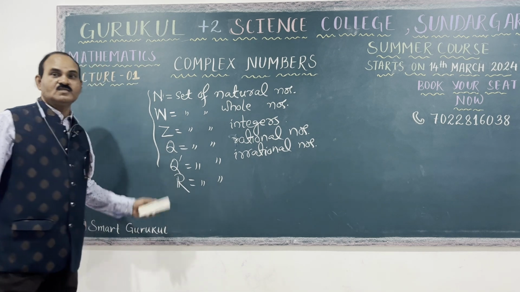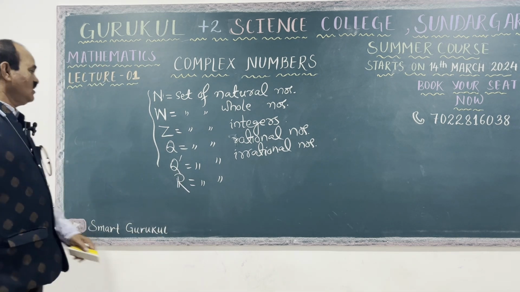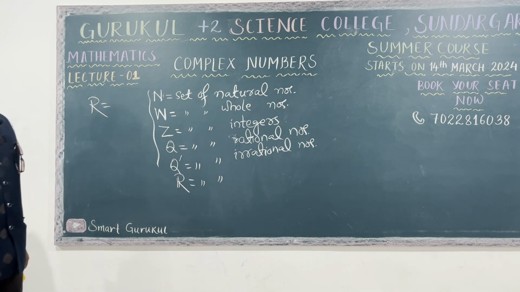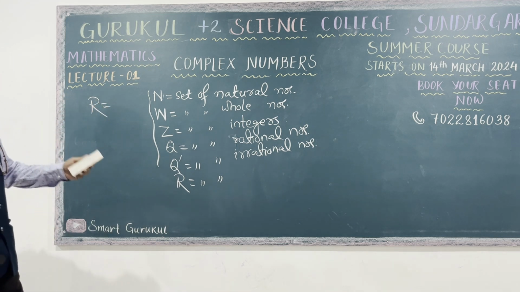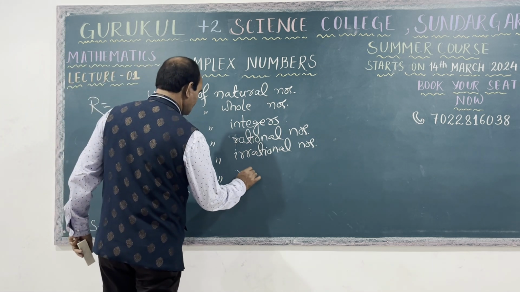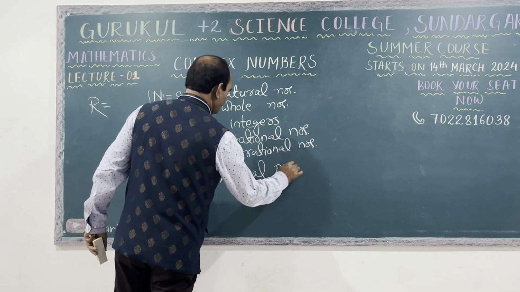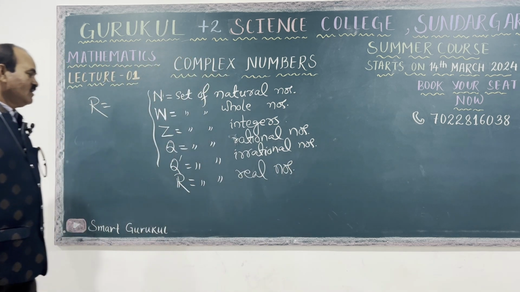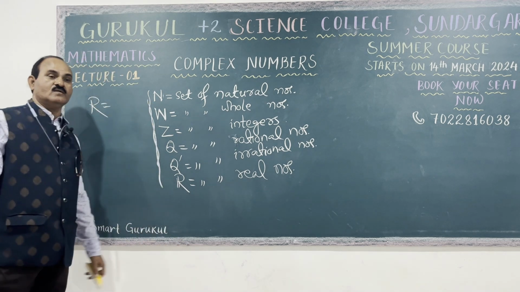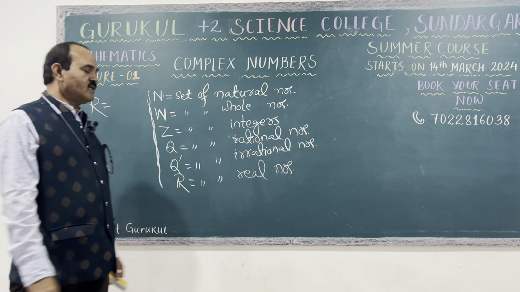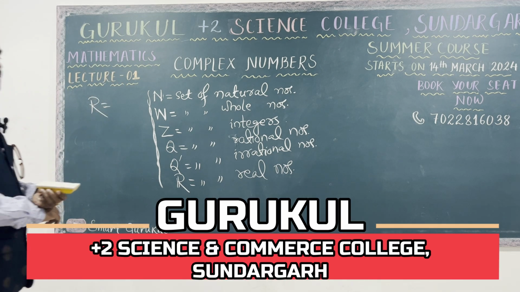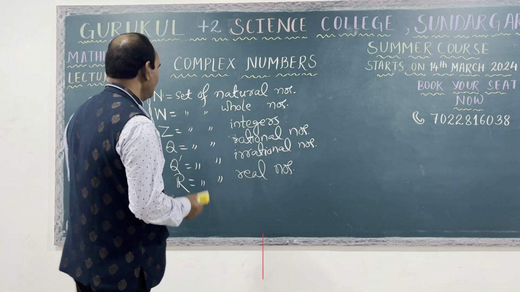This is called the stylish R. A simple single-line R is the symbol for the set of real numbers, but this type of R is written as the set of real numbers. Now, all these sets are a subset of another set, which is the largest set of the number system, and that set is called the set of complex numbers.